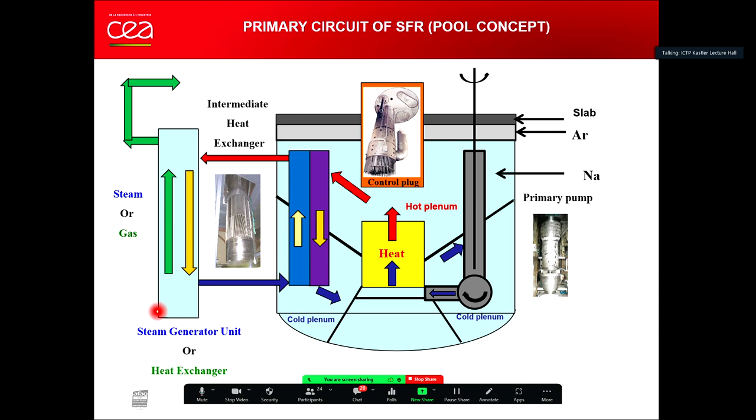We can have a steam generator, as I told you, or it's also possible to have a gas system with a Brayton cycle. You can see a picture here of a very sensitive component, which is called the control plug in France, or also the above core structure, which is a control system dedicated to monitoring the temperature at the outlet of each fuel assembly. You have sodium in blue, and in gray you have argon and the slab above.